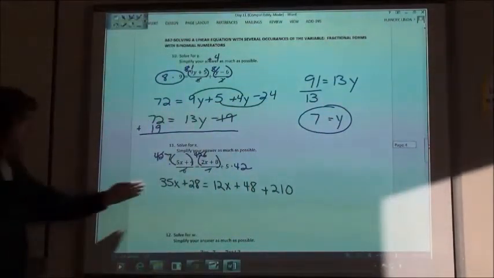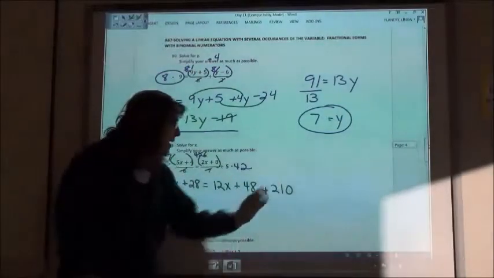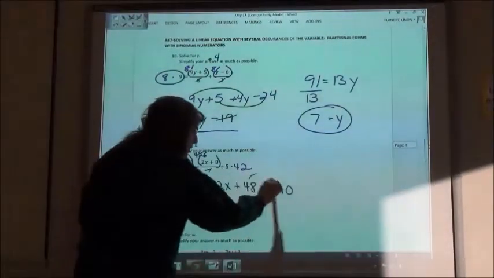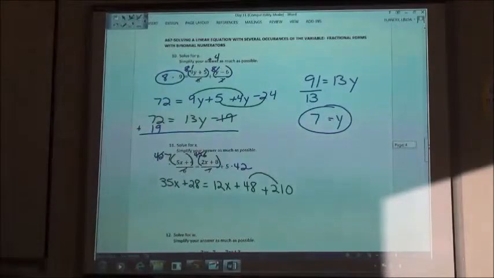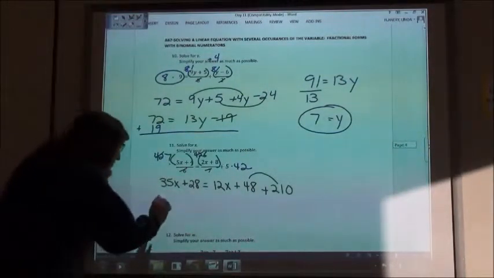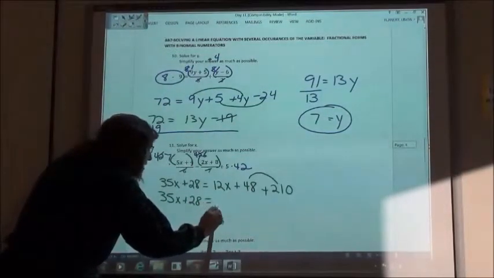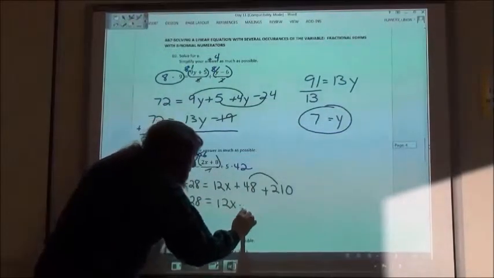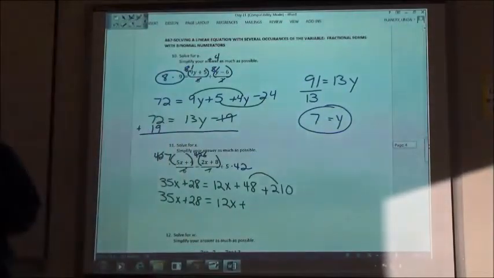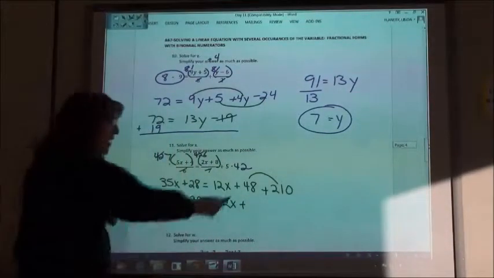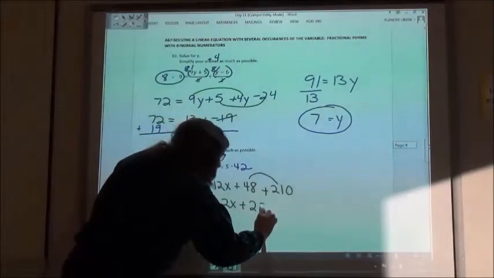So our left side only has the 2 terms, but our right side has 3 terms, which tells me I can put some stuff together. I'm going to add my numbers together, right? These 2? Yep. So 35x plus 28 is going to equal 12x plus 258 then, right? If I add 48 to 210, 258.